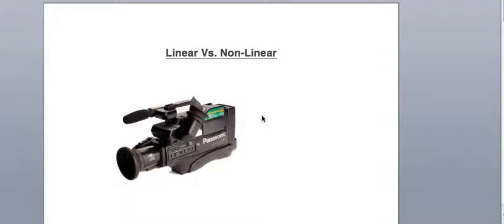Linear versus non-linear. Linear means that when recording the video, it will be saved to a tape and will also be edited on a tape. Non-linear means that when recording the video, it will be saved on an SD card, and then the video will be edited on a computer.